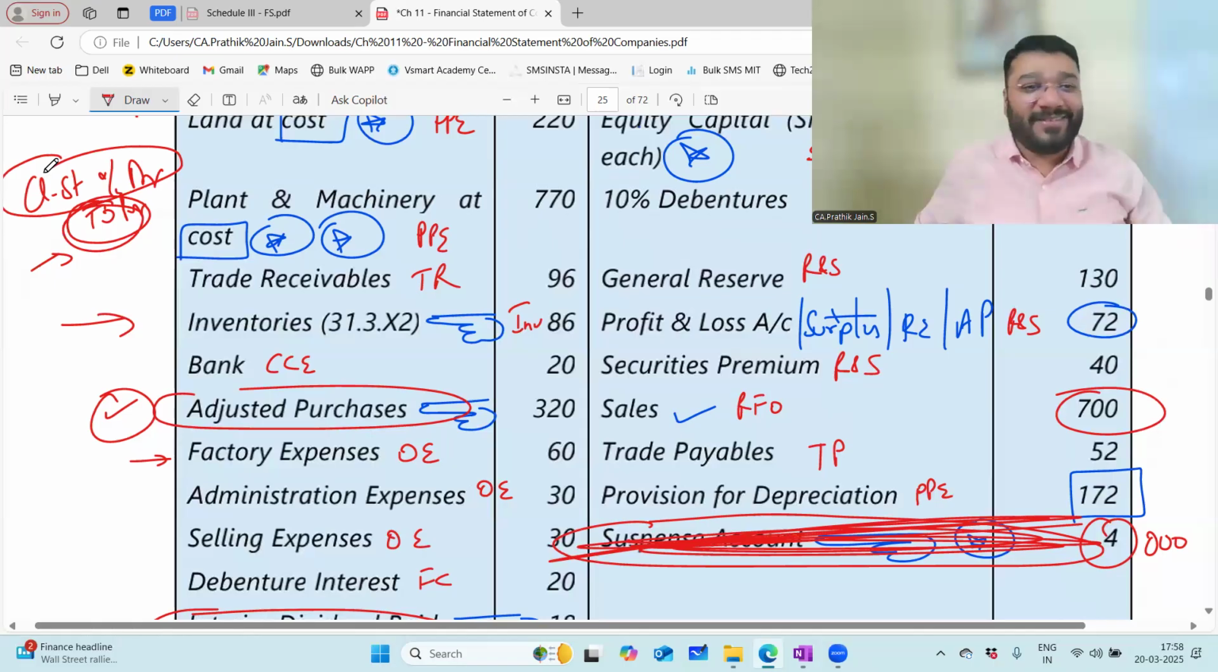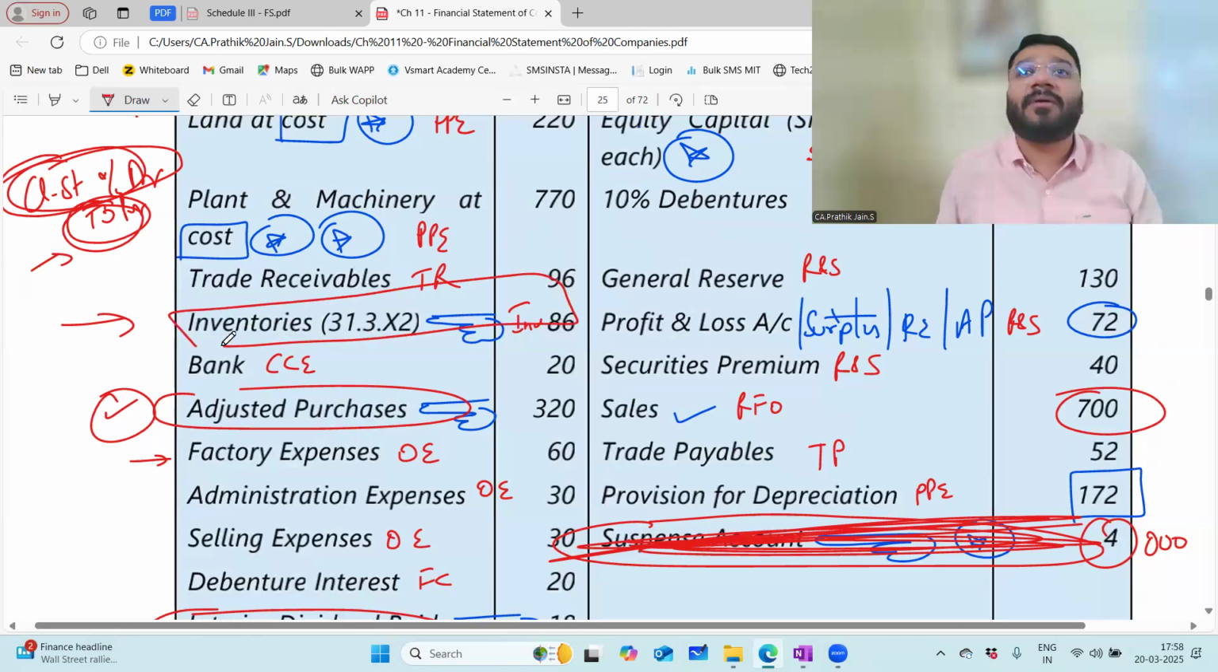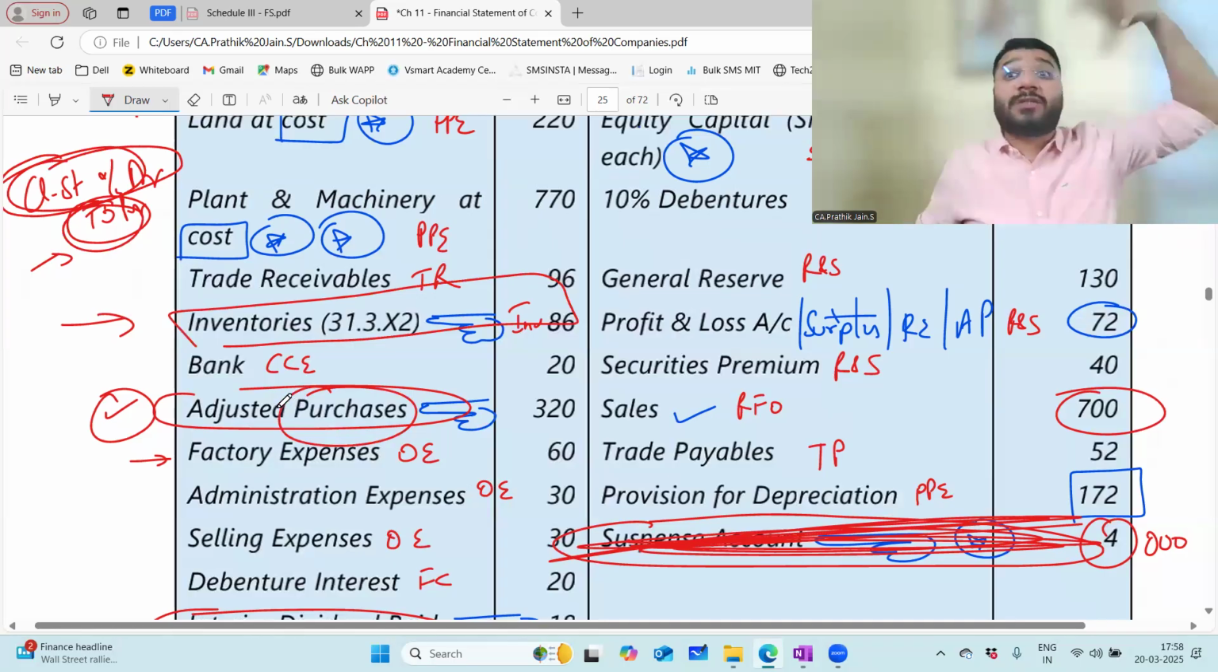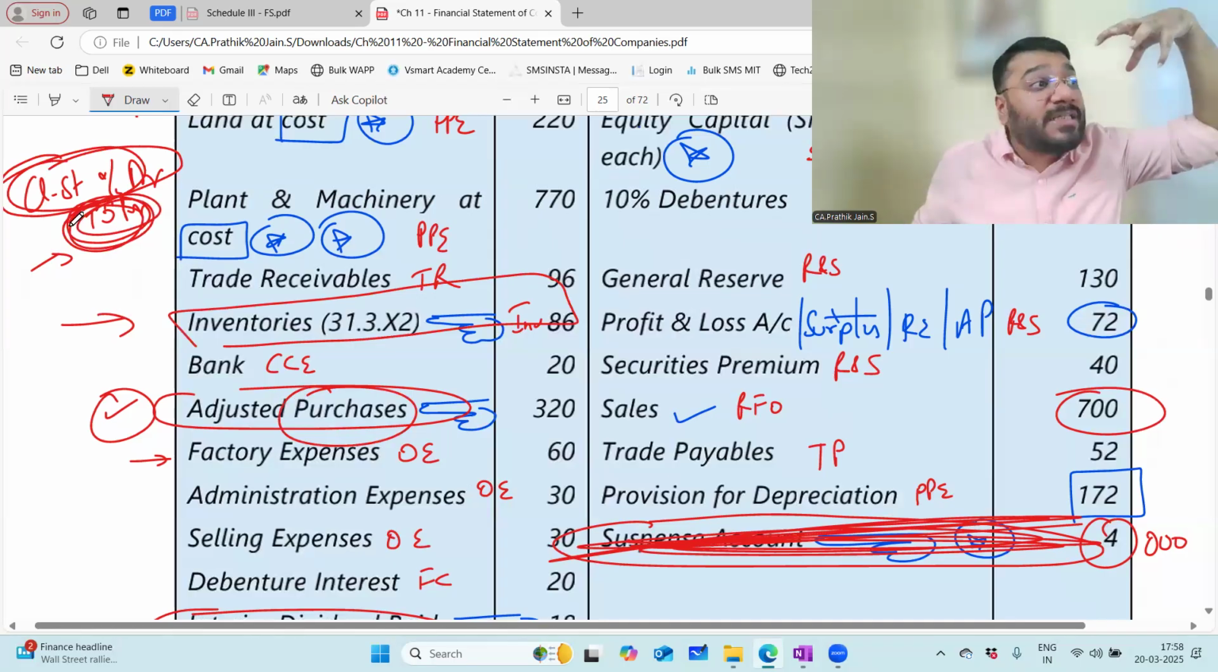Correct? So this entry is done and the closing stock ledger is created, and that ledger has a debit balance, hence it is coming in the debit column of the trial balance. Any problem? No problem. And therefore, this purchase now becomes adjusted purchase, because whatever the gross purchase was, this value is subtracted from it.